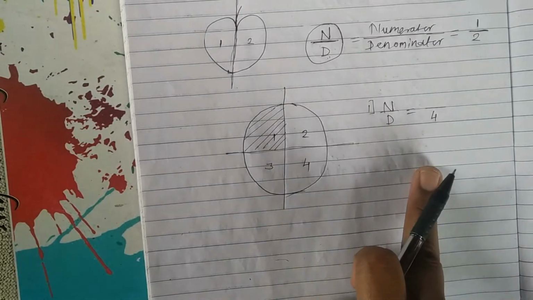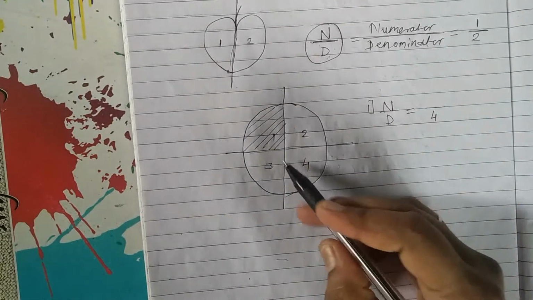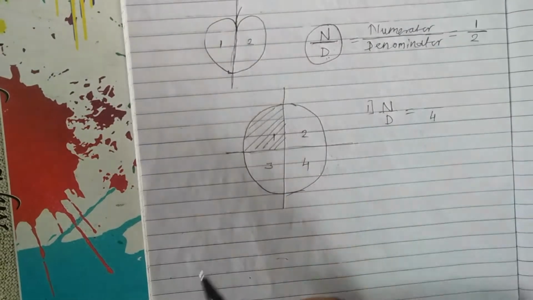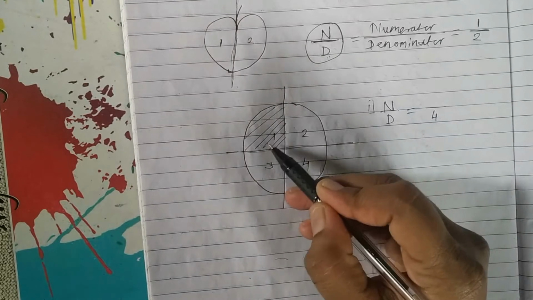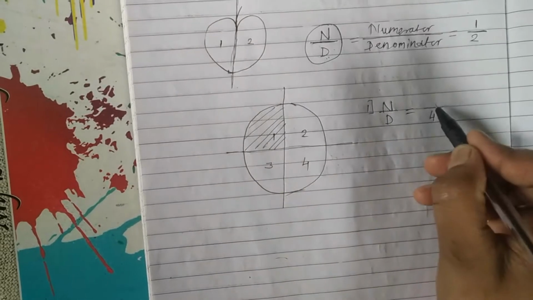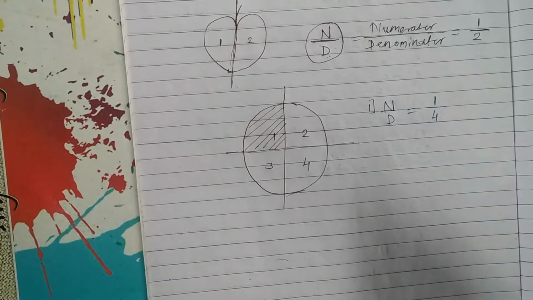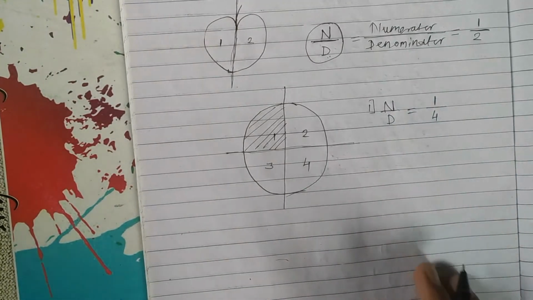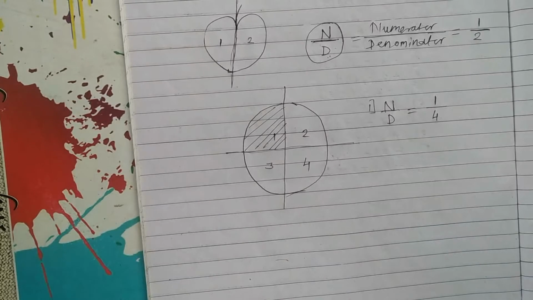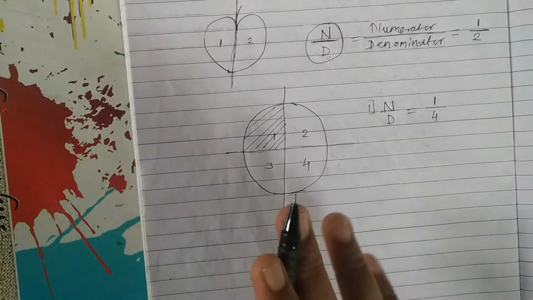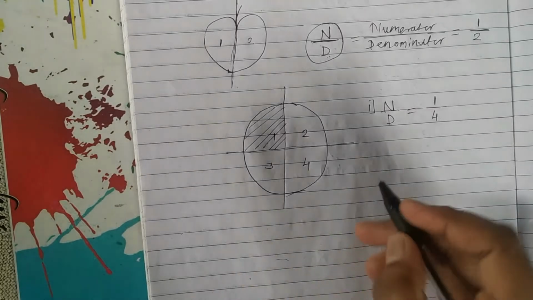So this denominator is the total parts of that chapati that I wrote. And the colored part, how many here? 1. So here the numerator will be 1. So this part is read as 1/4 part. 1/4 is the fraction form of that chapati.